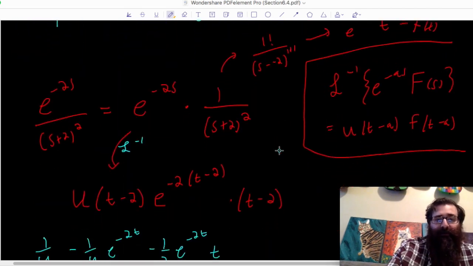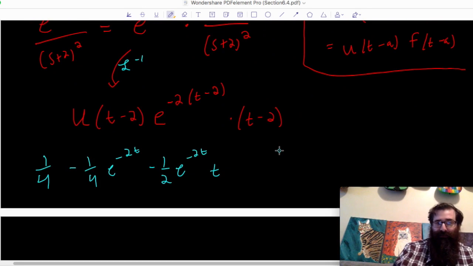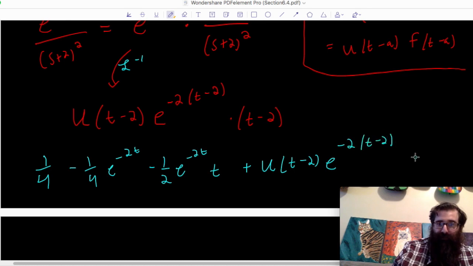So all of those pieces. And then with our new stuff, so we'd say plus. The last term was a bit of a little puzzle for us, but we got it. That's u of t minus 2 e to the power of negative 2 times quantity t minus 2 times t minus 2.